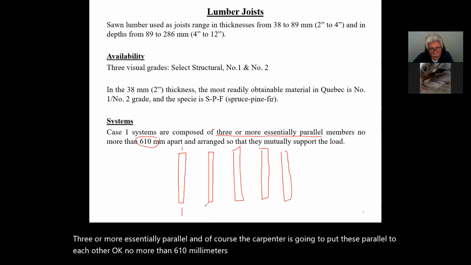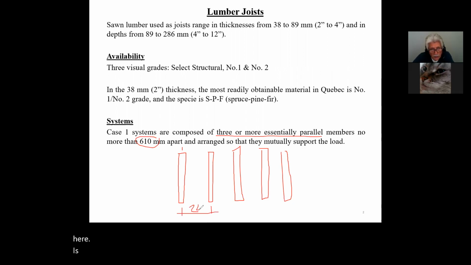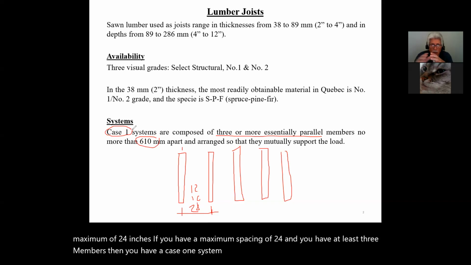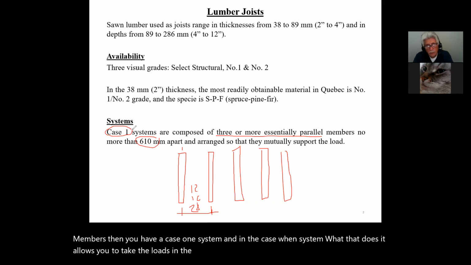In other words, the maximum spacing here is 24 inches, okay? So you can have 12 inches, you can have 16 inches, but up to a maximum of 24 inches. If you have a maximum spacing of 24 and you have at least 3 members, then you have a case 1 system. And in a case 1 system, that allows you to take the loads in the table and increase them by 10%.